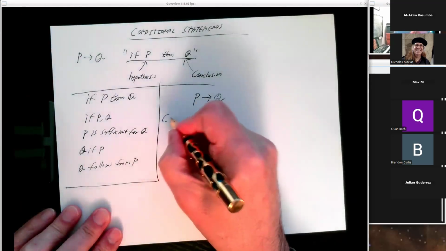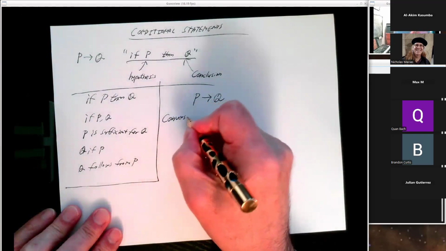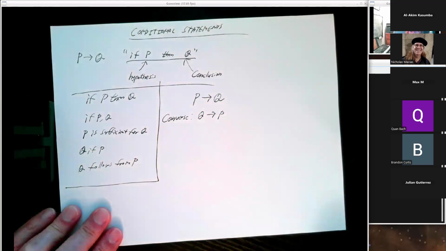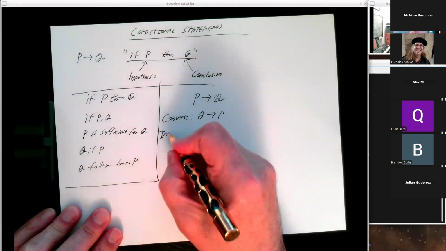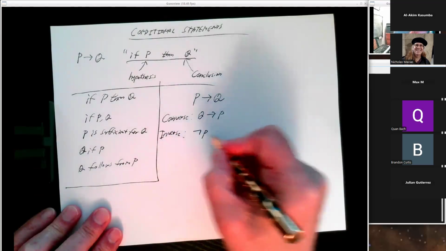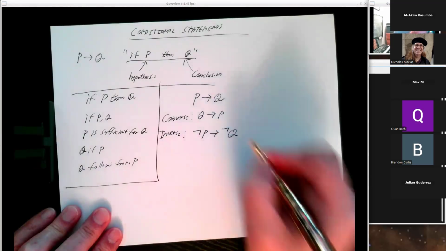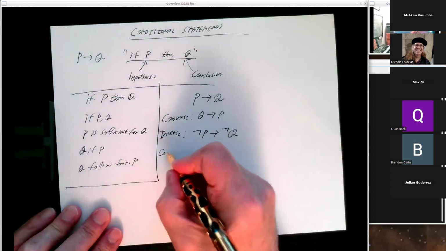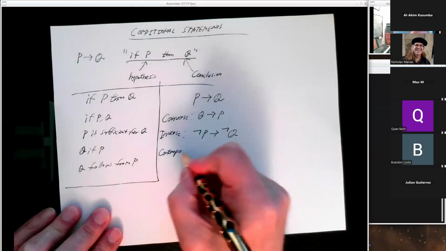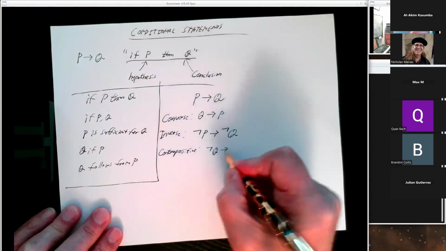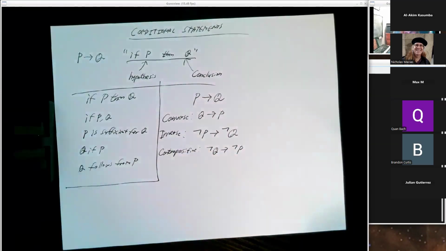We can define something called the converse. And the converse is the proposition if Q, then P. The inverse is the proposition if not P, then not Q. And the third proposition we can derive is called the contrapositive, which says if not Q, then not P.